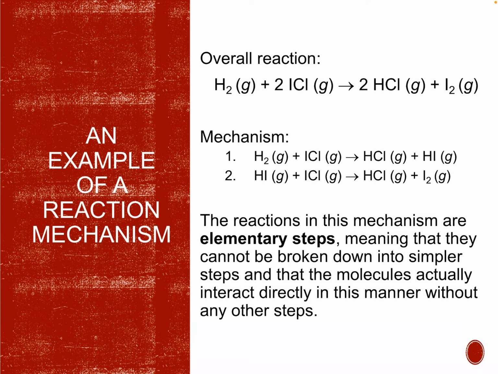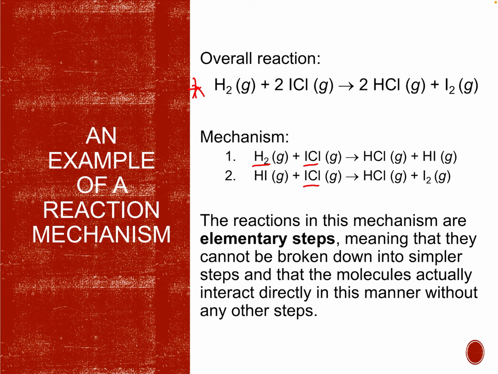So we have a reaction that's written above, and this is a two-step mechanism. In the first one, we are going to have hydrogen reacting with ICl, right? We're going to make hydrochloric acid and HI. Okay, and then our hydrogen iodide is going to react with another ICl, and we're going to get hydrochloric acid and iodine. Okay, so this is our overall reaction.